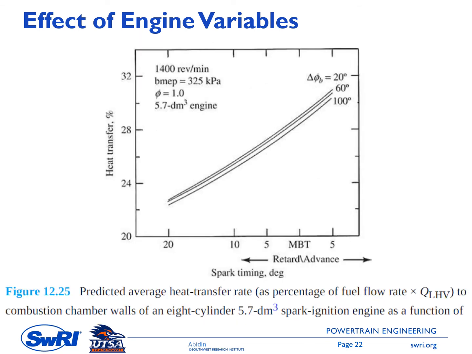This figure, I think, is similar to the previous slides, but the combined engine variables here are spark timing and the combustion duration. So advancing spark timing, which means we go to the right here, increases the heat transfer percentage, and then having a longer combustion duration decreases the heat transfer percentage because of lower combustion temperature.